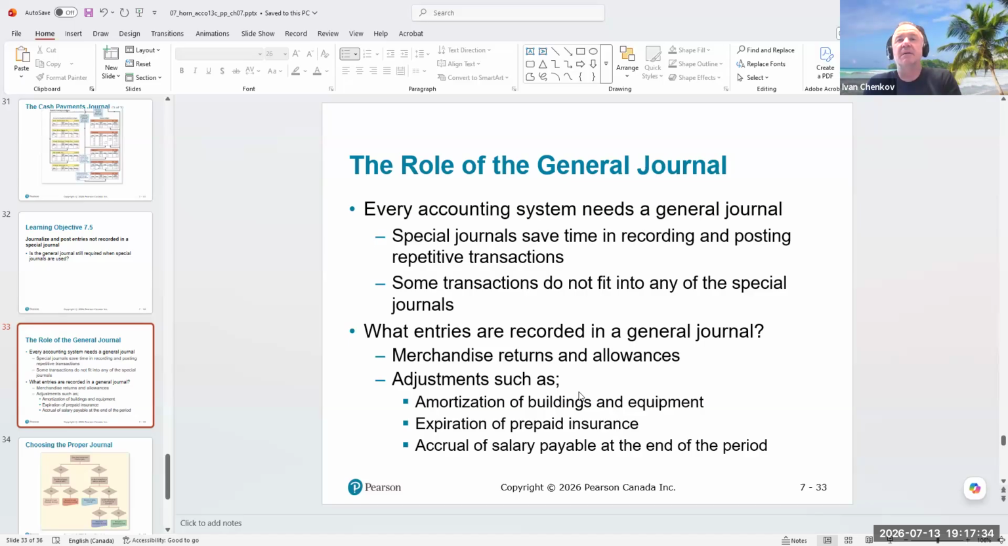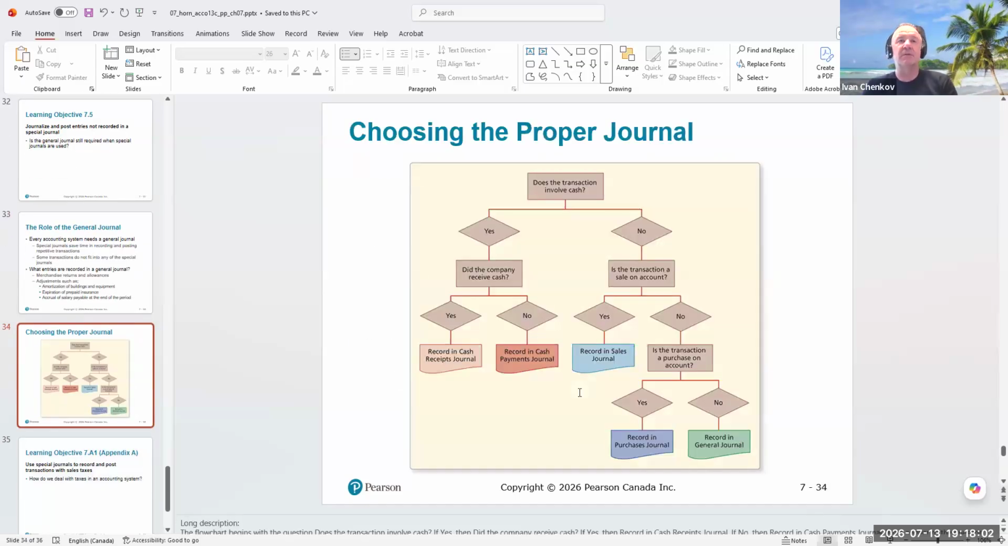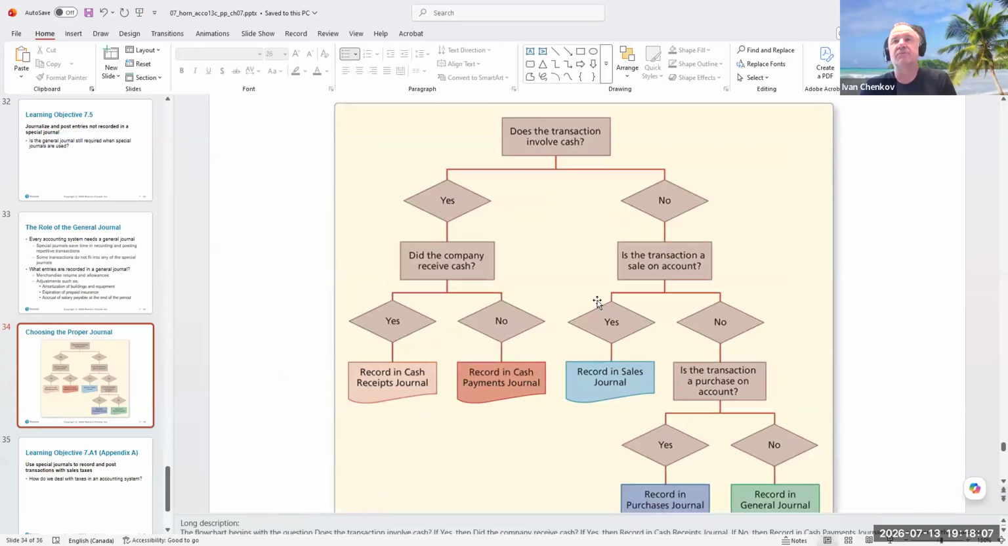Now, what most entities record in the general journal are the returns and allowances for merchandise, and adjustments, such as amortization, expiration of prepaid insurance, recognizing deferred expenses or deferred revenue, or making general entries for accruals of expenses and revenues. So the simple way to look at the accounting software system is to follow the cash.